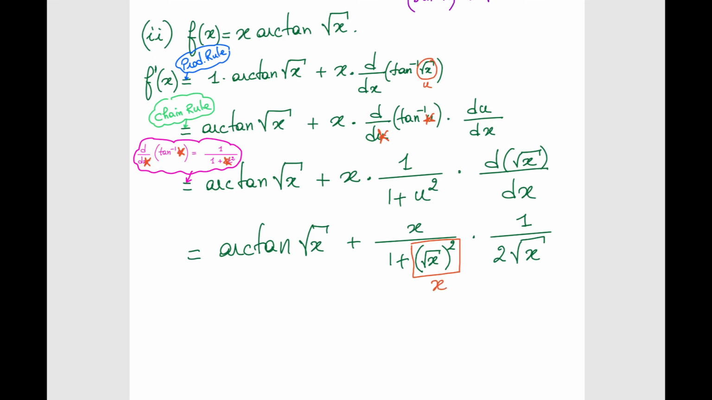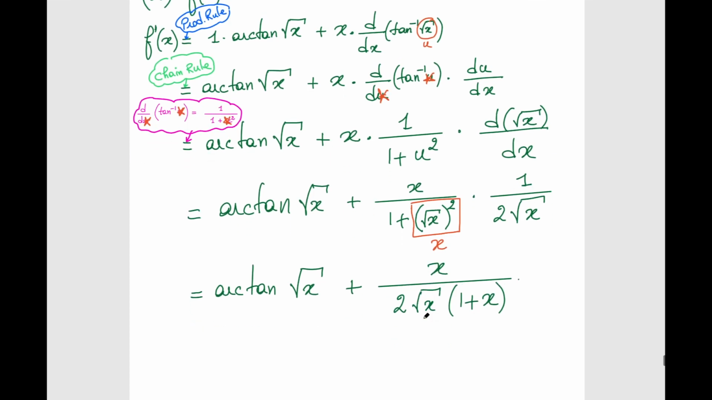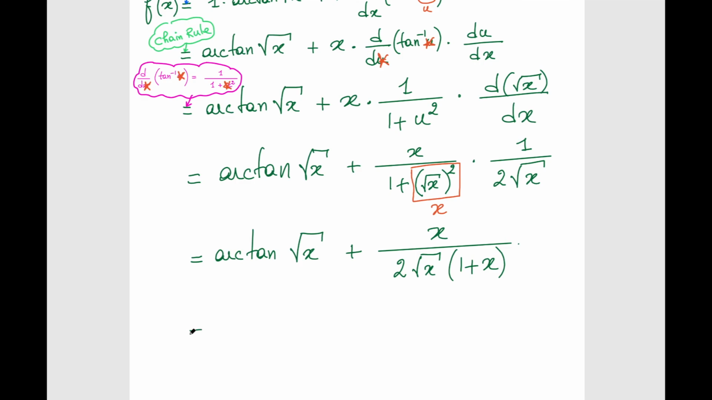So this becomes arctan of square root of x plus x divided by 2 square root of x times 1 plus x. Makes sense? I mean, I can still simplify here. Okay, let's do that.